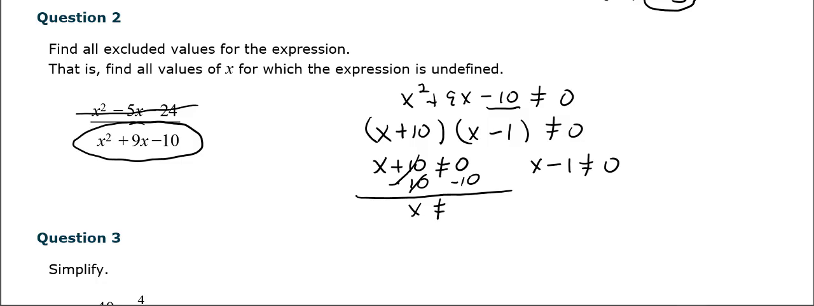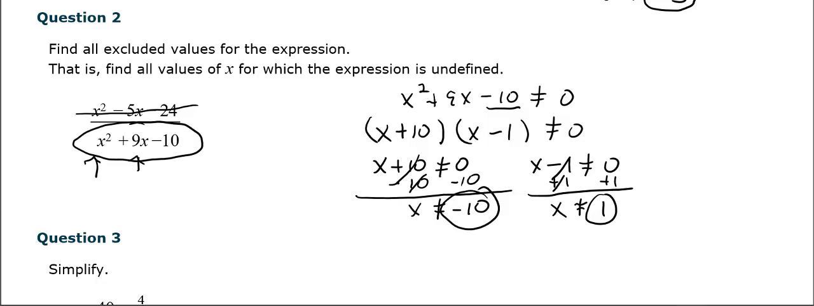So we know that x cannot equal -10, so that's one of our excluded values. And in the second one, when we're solving for x, x cannot equal +1. So our two values, -10 and 1, if replaced in for x, would make our denominator 0 or undefined. So those two values, -10 and 1, would be our excluded values.